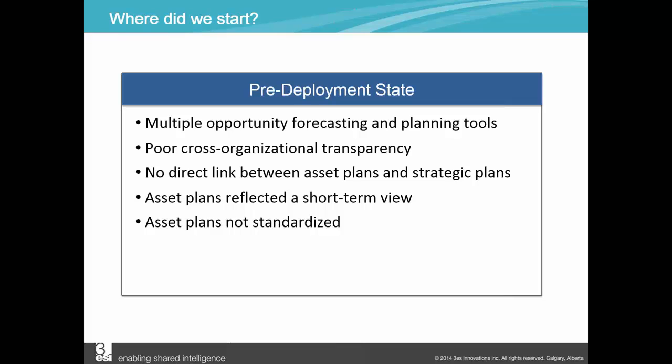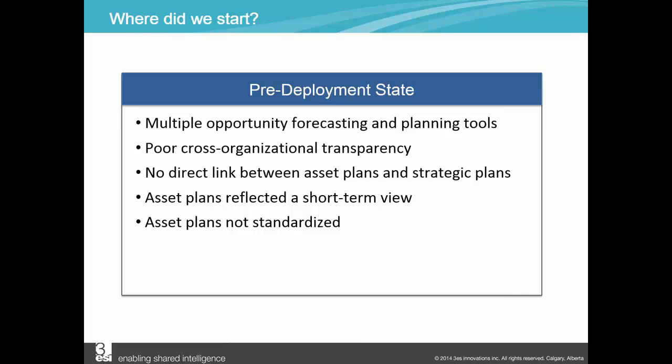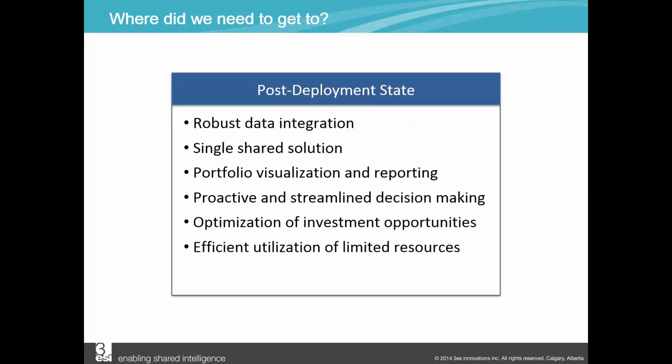So based on the definition of what that challenge was and where we started, where did we need to go? What did a good end result look like where we were able to achieve those business goals of efficiently allocating resources, measuring performance, achieving standardization, being transparent, and being able to make decisions proactively?